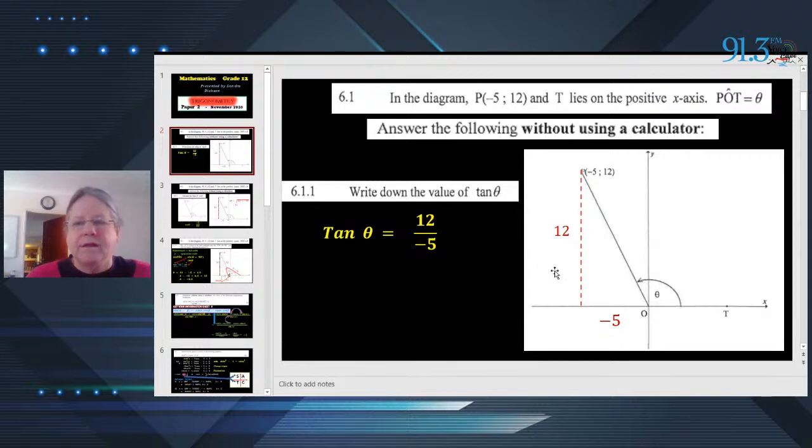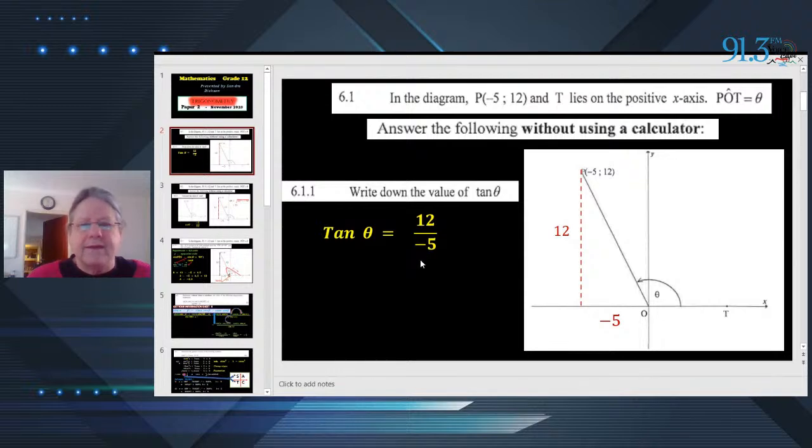Here they made it real easy. Tan means TOA, opposite. So your opposite is this one over here, divided by your adjacent side. So tan theta would be 12 divided by negative 5. And please note, when you do this, imagine you used your calculator and you typed in tan theta. Your answer does not have a tan anymore. The answer is just plainly 12 divided by negative 5.